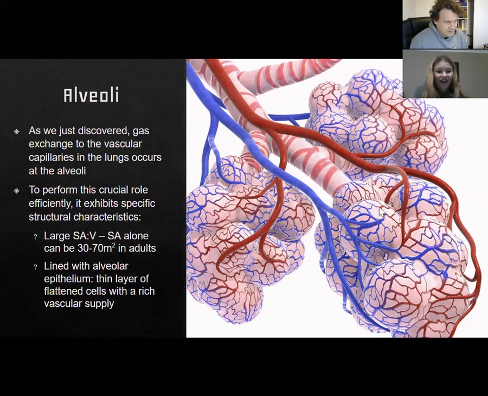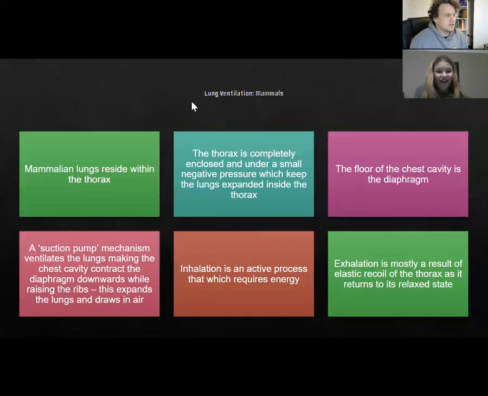So on the outside of this, there is a single layer of cells in which CO2 and O2 pass back and forth. So when I said before that if you get a break in your C-spine, you sometimes stop breathing because your diaphragm is no longer working. So the lungs reside in the thorax. The thorax is completely enclosed, and it keeps the lungs expanded. So this whole thorax here is designed to keep the lungs expanded.